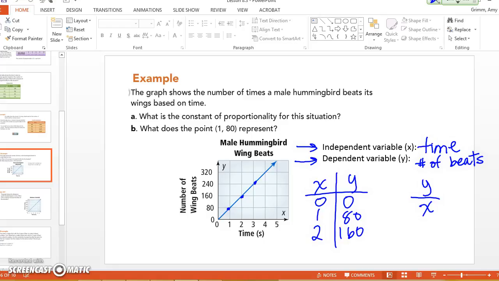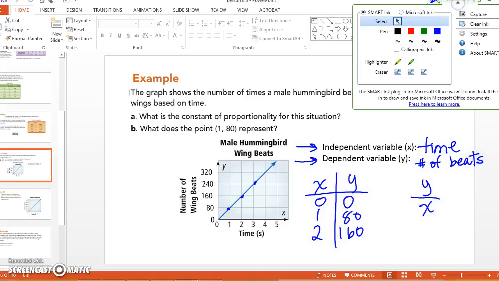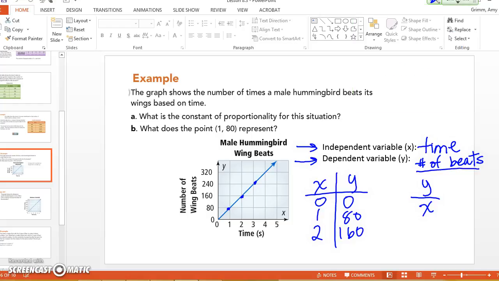Is it the same thing? 80 over 1, 160 over 2, all going to be the same. So lots of different ways to look at this. Okay, because we're going to need that here when we get to some of these other problems. So bigger number usually. No, it's not the bigger number. No. It's always the y over x.